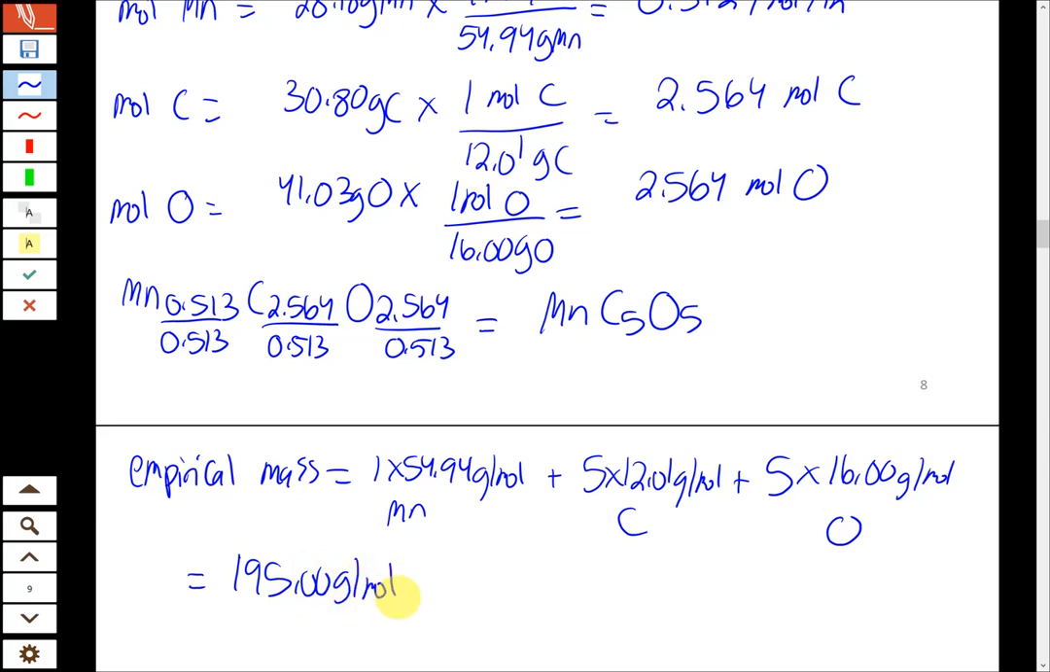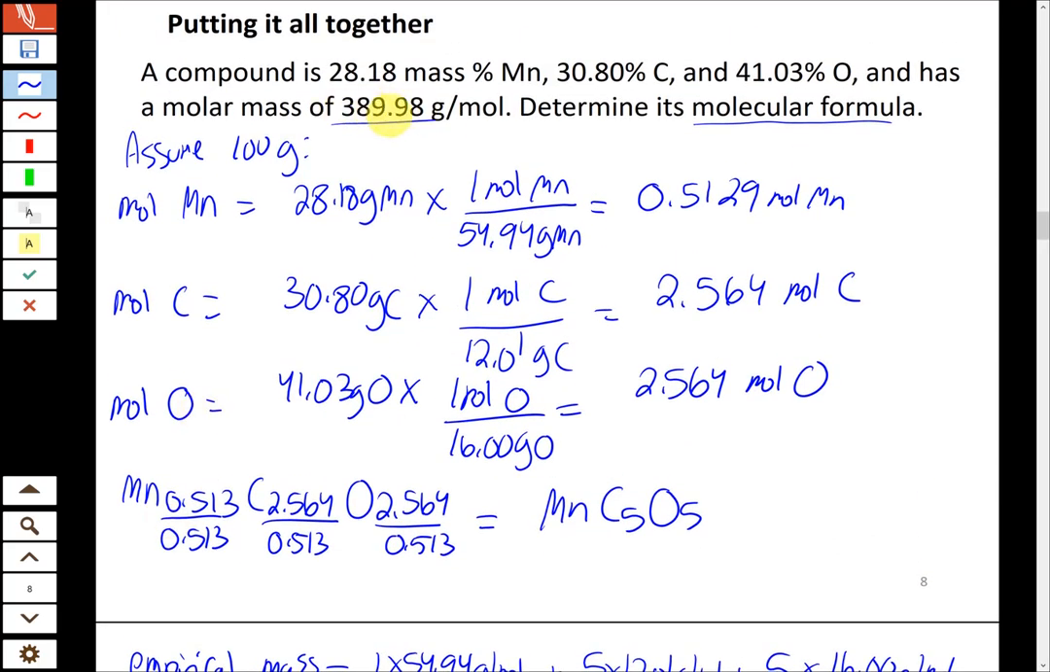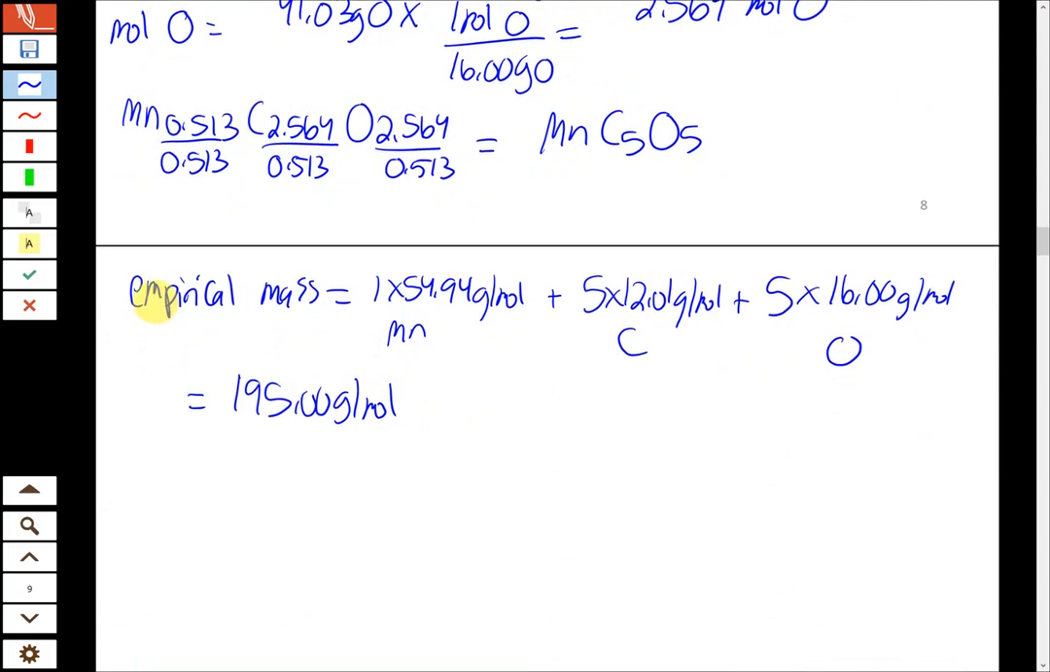grams per mole. So then what we now have to do is compare the empirical mass, which is 195, to the given molar mass, which is 389.98. So those are clearly not the same, which means that our molecular formula is some multiple of the empirical formula. They're not the same in this case. So we divide the two to figure out what factor we need to multiply our empirical formula by. So the molar mass divided by the empirical mass.